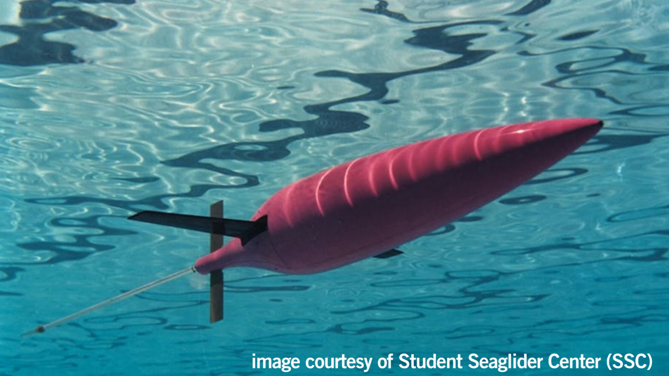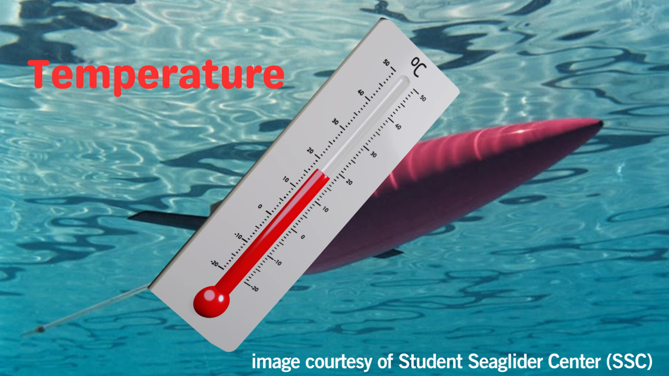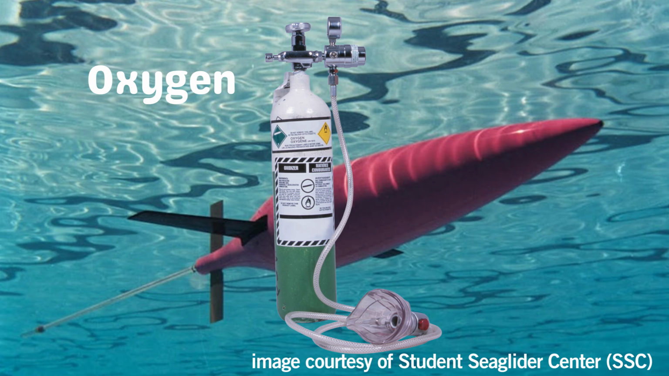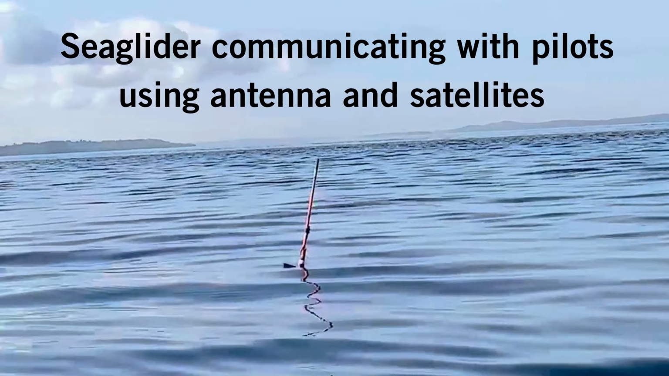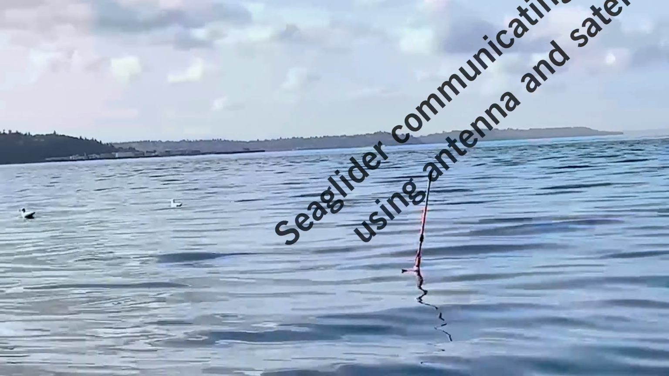In the depths of the Puget Sound, an unmanned vehicle collects data, and that vehicle is the Seaglider. A Seaglider is an autonomous, buoyancy-propelled, underwater vehicle that is used to collect information on our oceans such as salinity, temperature, and oxygen. It can only communicate with the world at the surface of the ocean through satellite connection.